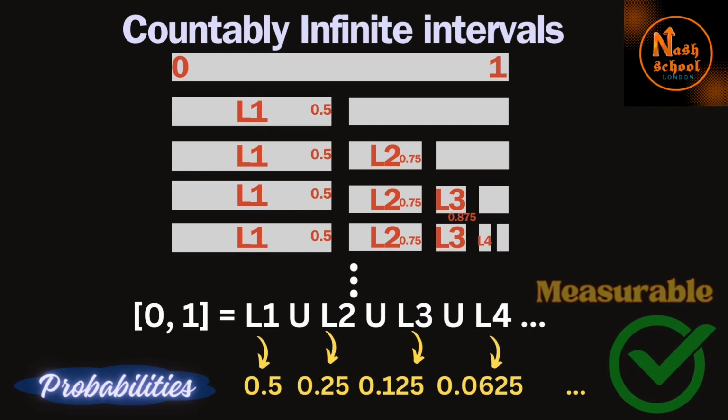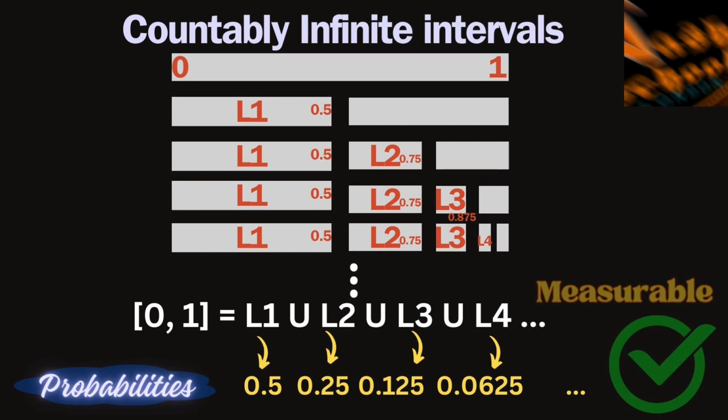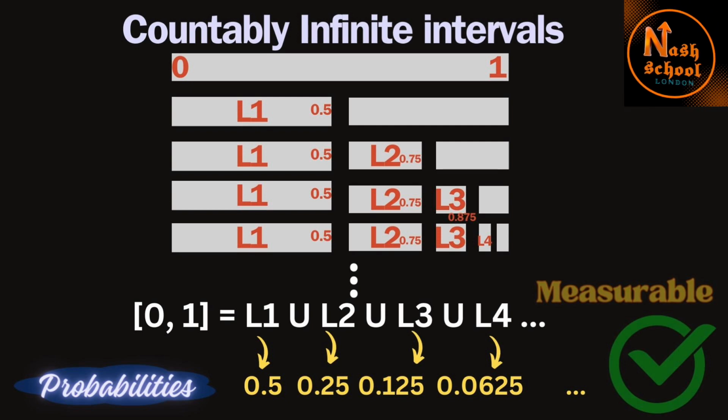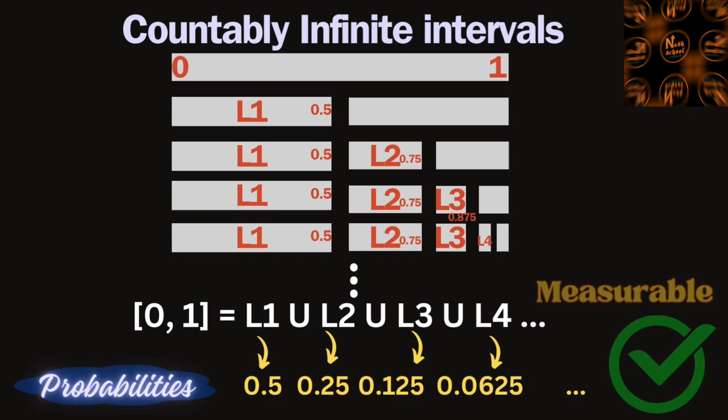So you are basically splitting 0, 1 into infinite disjoint open intervals, which is basically L1, L2, L3, L4, which progressively diminish in size as you keep progressing in the iterations. But you can express 0, 1 as a disjoint union of these L's, L1, L2, L3, and so on, and you can assign probabilities, which is basically the length of each of these intervals.